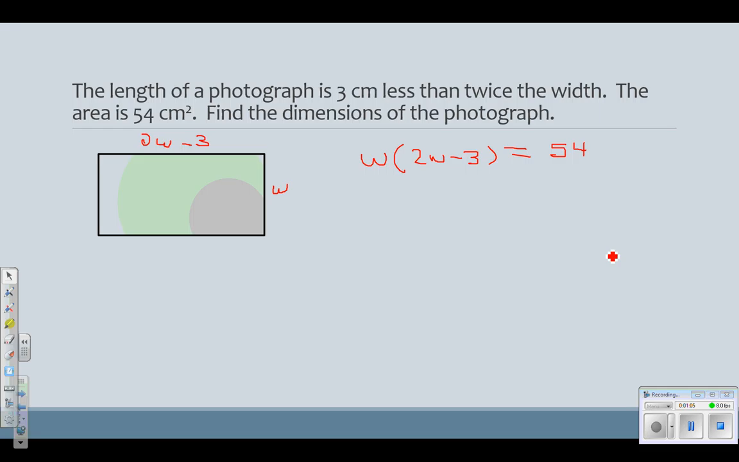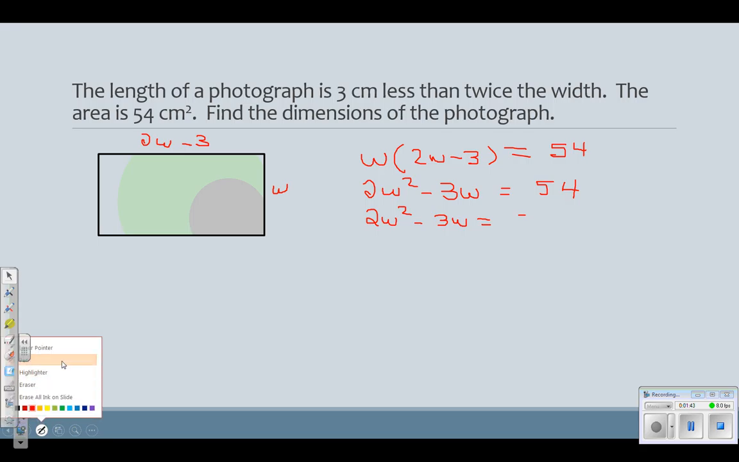Now it's already factored, and a lot of people want to jump right to setting these equal to 54, but remember that rule says that we can be set equal to 0. So we're going to have to distribute this w, and we're going to get 2w squared minus 3w equals 54. Okay. And then I want to bring the 54 over, so I'm going to subtract it from both sides, and I'm going to get 2w squared minus 3w equals 54, or excuse me, minus 54. Okay, and that equals 0.